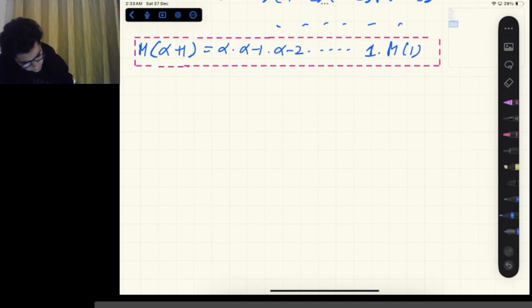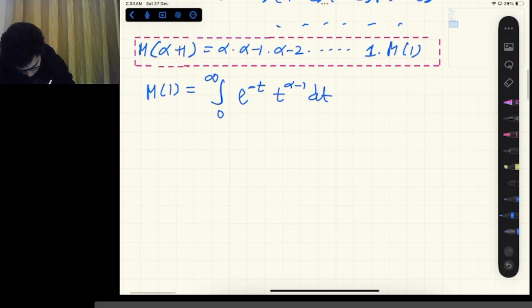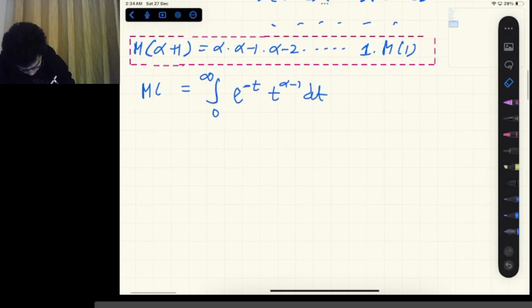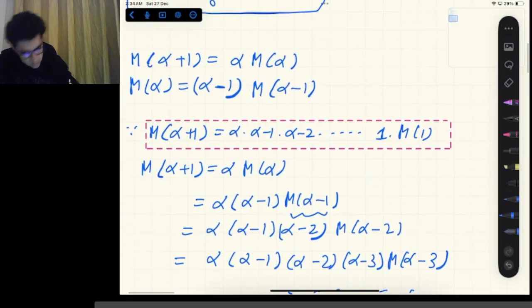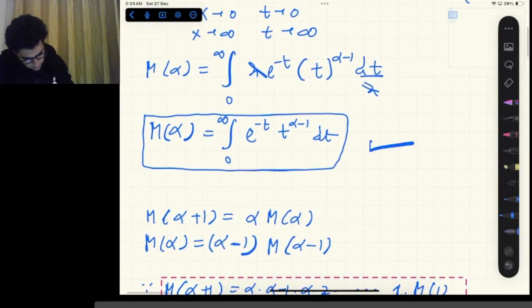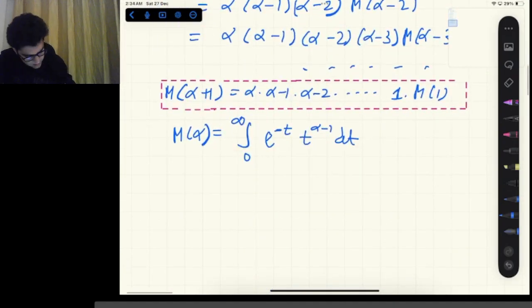Now the value of m of 1 is equal to the integral from 0 to infinity of e to the power minus t, t to the power alpha minus 1 dt. So this was equal to m of alpha, right? I just explained to you how this result came about, so I explained this above. I'm just using this result.